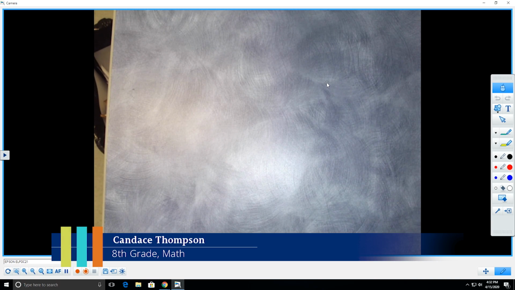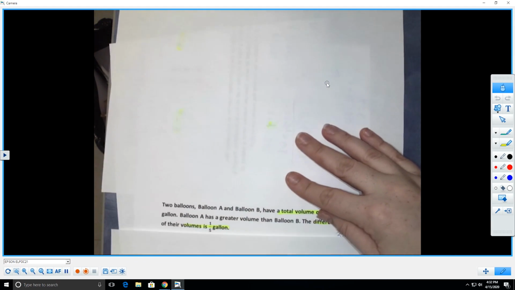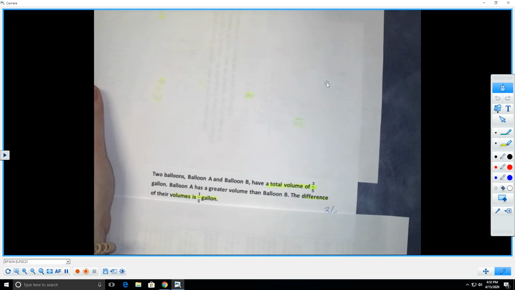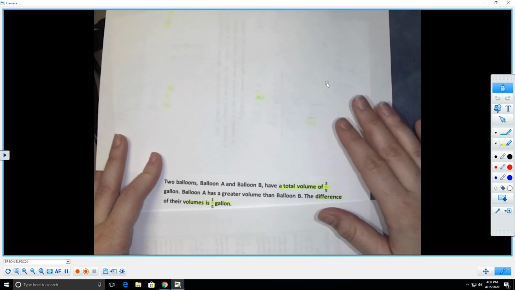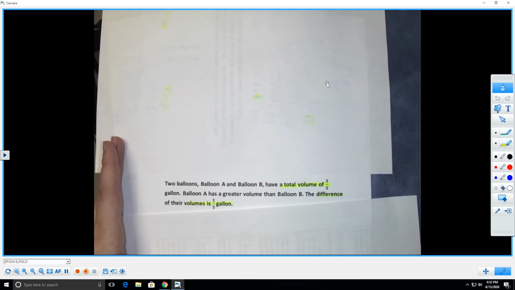Okay, here's one more for you to try on your own. Let's see if we can find this problem. And I've highlighted some key information for you here in this problem. So it says we have 2 balloons, balloon A and balloon B. They have a total volume of 3/5 of a gallon. Balloon A has a greater volume than balloon B, and the difference of their volumes is 1/5 of a gallon.